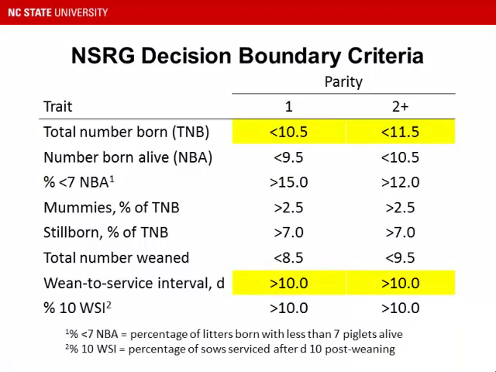So to further explain this, for this first trait listed, total number born, sows in their first parity should have no less than an average of 10.5 piglets born per litter, and sows in their second parity and up should have no less than 11.5 piglets being born per litter. For another trait, Wean-to-Service interval, sows from all parities should have no more than 10 days between weaning and returning to estrus.